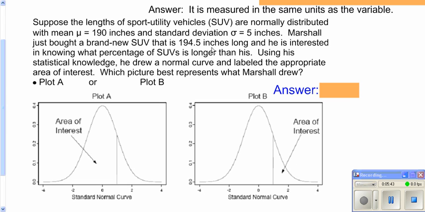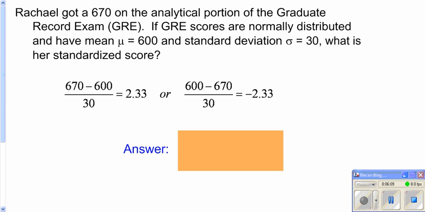Now down below here, we are wondering, or Marshall is wondering, I should say, how many SUVs are longer than his? Well, longer meaning more than, that would be the area to the right. If you're looking for shorter than his, that would be the area to the left. That would be plot A. But here we're looking for area to the right because you're looking for more than.